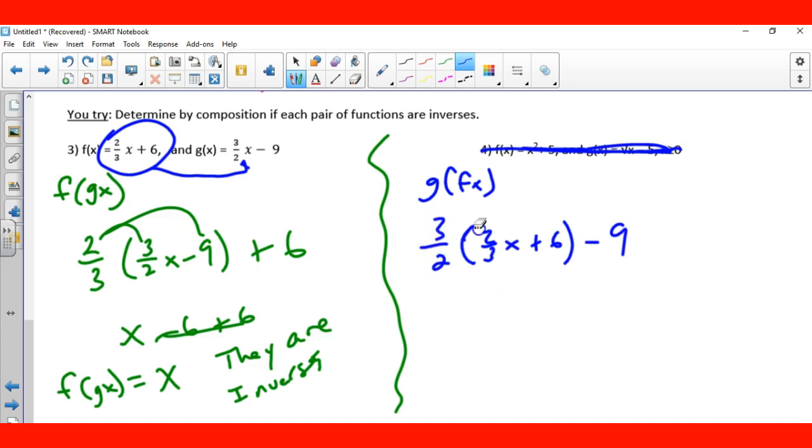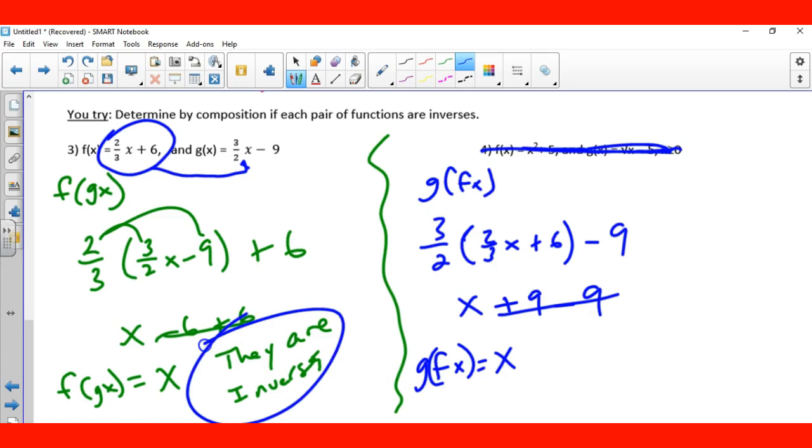So now right here we have 3/2 times 2/3, that's 1x. And then we have 3/2 times 6. Well, remember, multiply that straight to the whole number. So 6 times 3 is 18, and 18 divided by 2 is positive 9, minus 9. So 9 minus 9, that's 0, that cancels, so I'm left with just x. So g of f of x equals x. Again, they are inverses, so this is true.